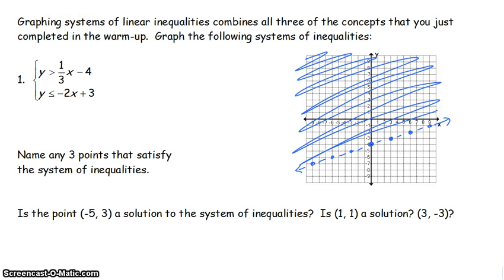Now we need to go to our second equation, or inequality. We've got a y-intercept of a +3, and we have a slope of a -2. So we're going to go down 2, right 1, down 2, right 1, continuing. You can also go up 2, left 1, continuing your line for the entire graph.